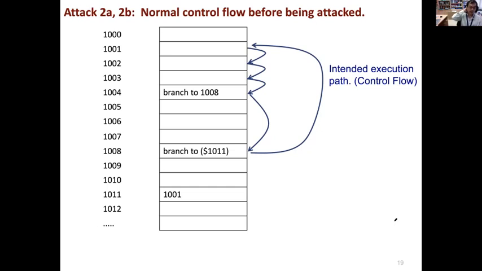Another method is attack 2, with 2A and 2B: modify the control flow. Let's look at this example. Under normal circumstances, the execution goes sequentially from here, and then there's a branch to 1008, which goes to here, and next is an indirect branch to 1001. You look up this address and then go to here.